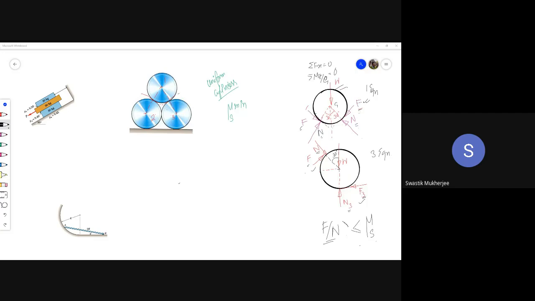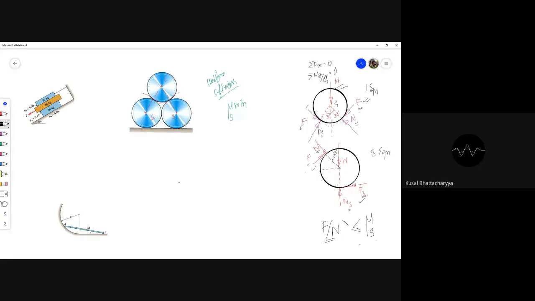Sir, weight koto dewa ache? You don't need that value, right? Everything would come in terms of W. So you can take the ratio actually. Anyways, let's skip this problem. I think it is, yes.